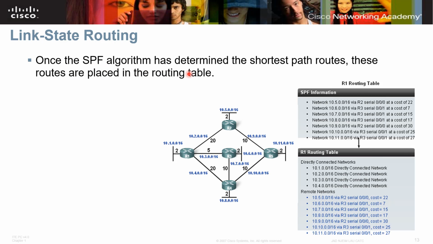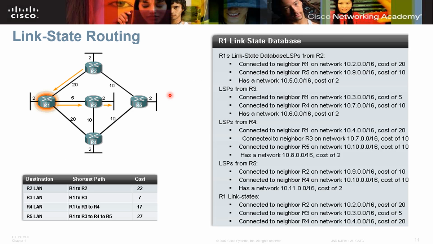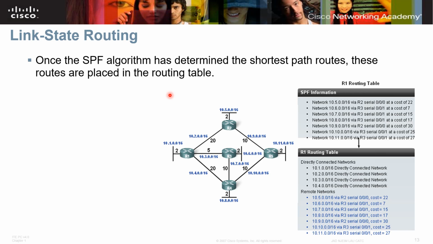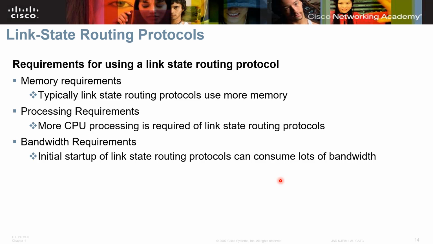Once the shortest path first algorithm determines the shortest path routes, these routes are placed in the routing table. This is a simple two steps. Here we build a database at each router, for example at router 1. From this database, I run the shortest path algorithm to build the shortest path tree from this router to all destinations with minimum cost, and put these shortest path routes into my routing table. This is the last step of link state routing protocols.